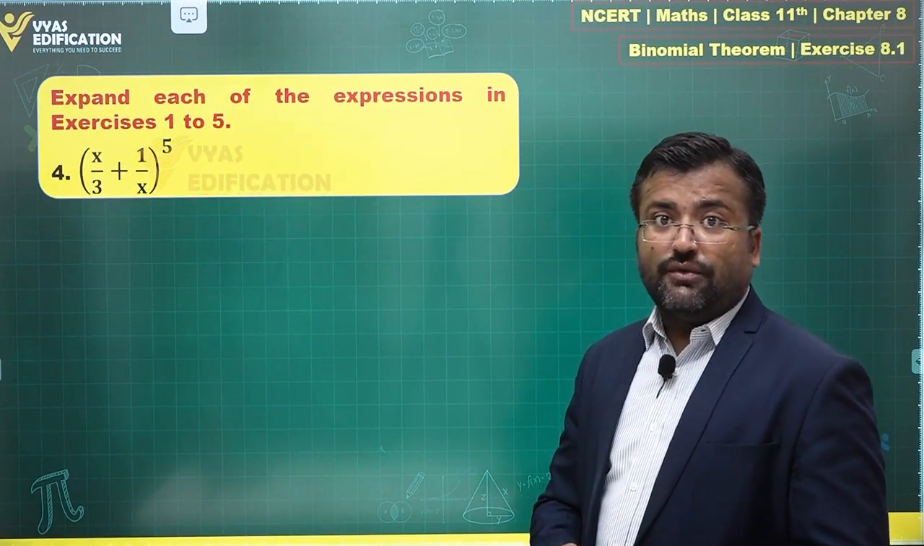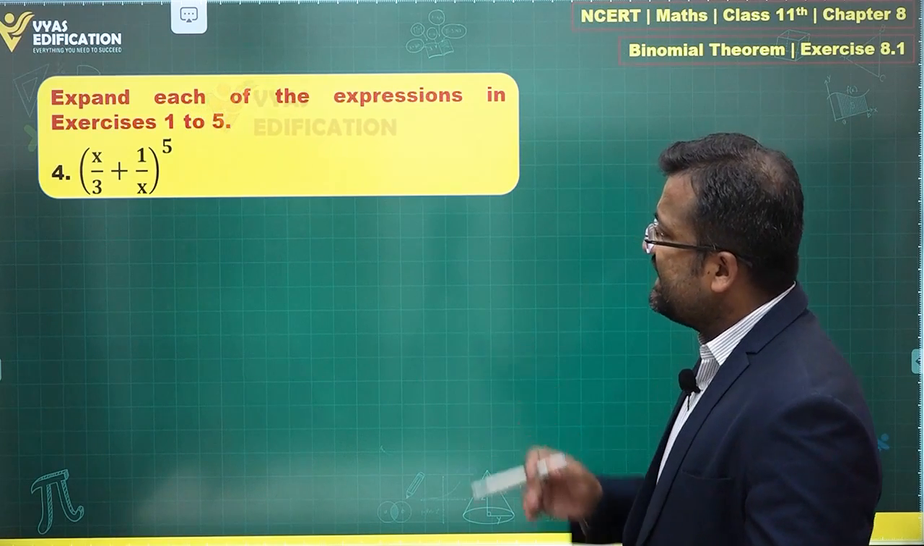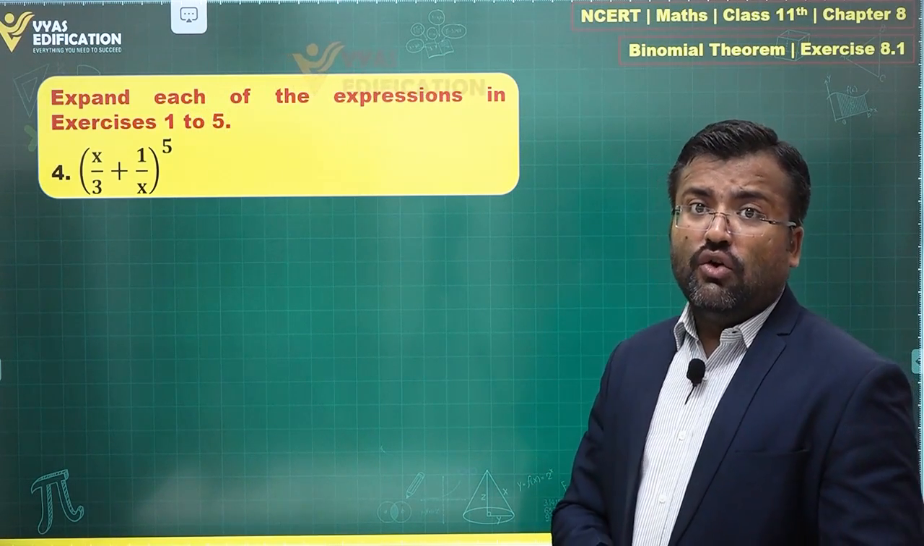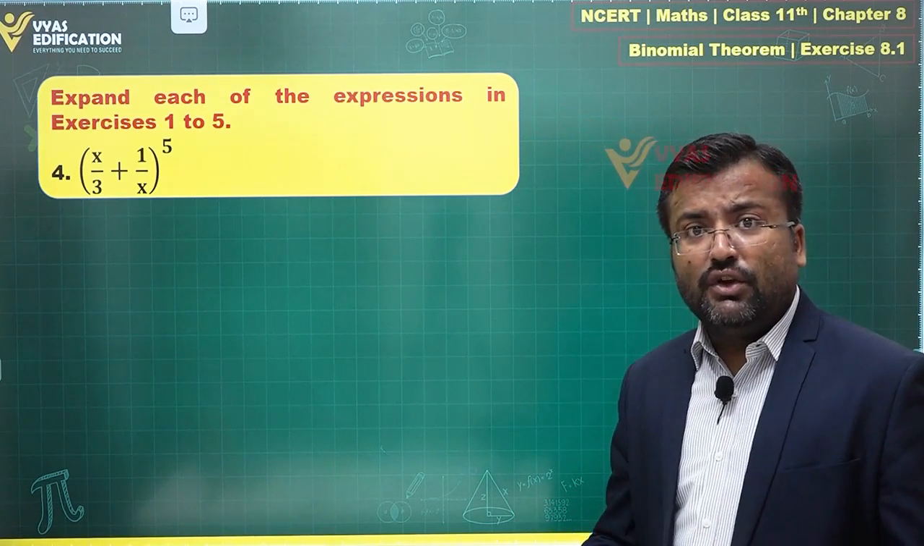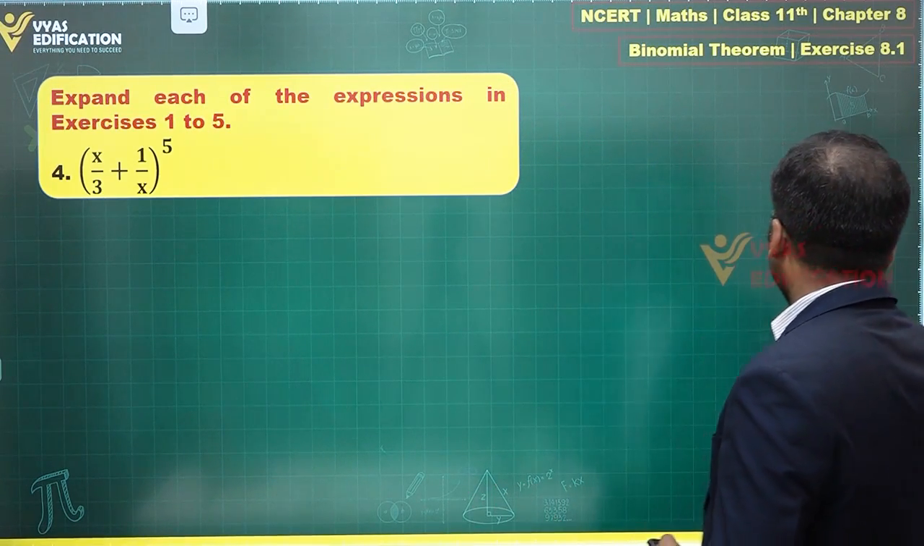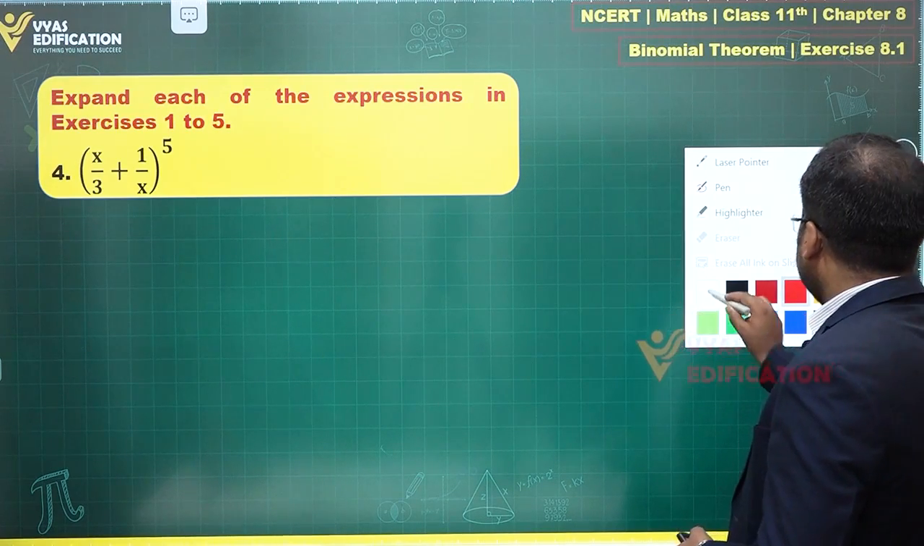Let's discuss this question in front of us. The question says expand this expression (x/3 + 1/x) whole power 5. Now how do we go about solving this one? We'll obviously use the binomial theorem. We know the expansion of the binomial theorem and so it will be pretty easy to handle this question.